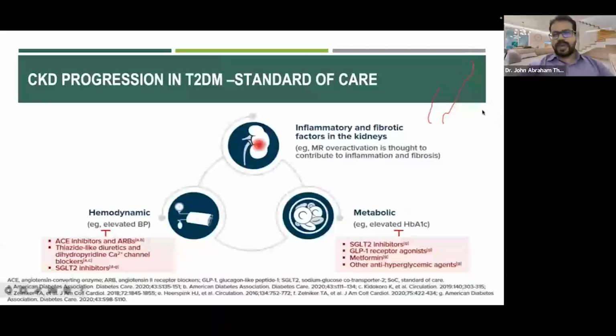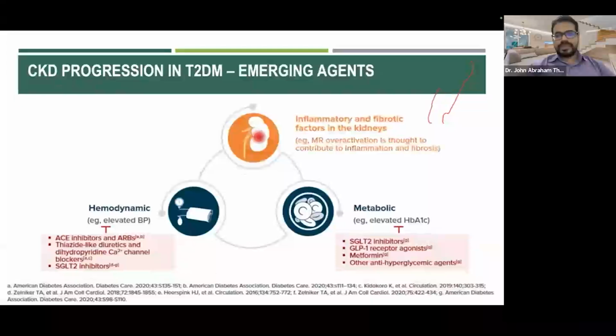So CKD progression in type 2 diabetes, the standard of care, we need to tackle not only the metabolic parameters, but also the inflammatory and fibrotic factors in kidneys. MR overactivation is thought to contribute to inflammation and fibrosis. Then the hemodynamic agents: ACE inhibitors and ARBs, thiazide-like diuretics, calcium channel blockers, and SGLT2 inhibitors.